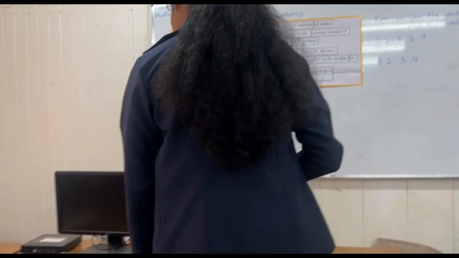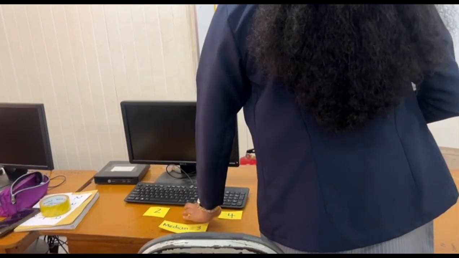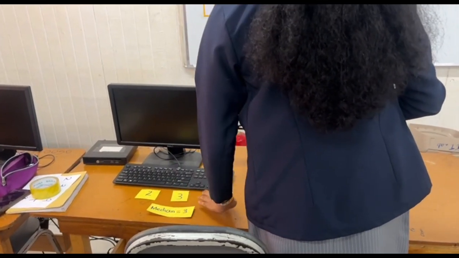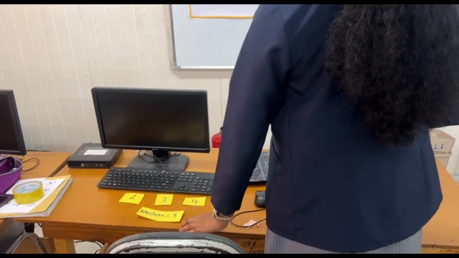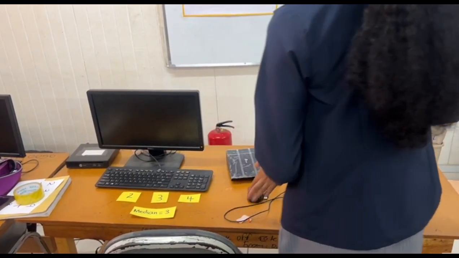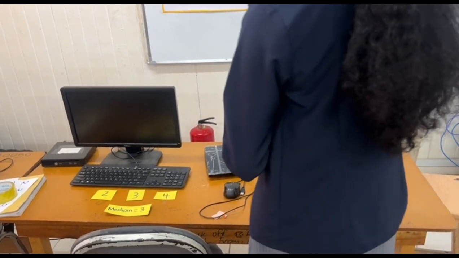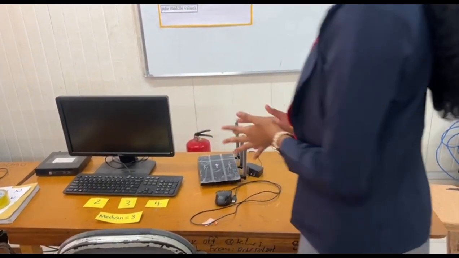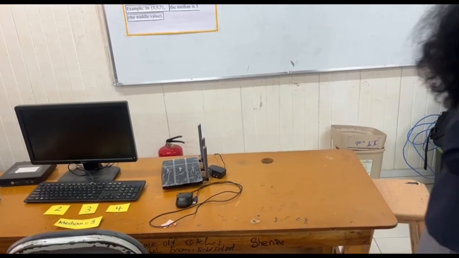Yes, we're gonna write 2 first, then 3, then 4. So now we are arranging, right? We put 2 first, then 3, then 4. And the middle number is 3. That's correct. So Sarah's group got it correct. So let's give her a clap. Give them a clap. Very good. So let's go around to the next group now.